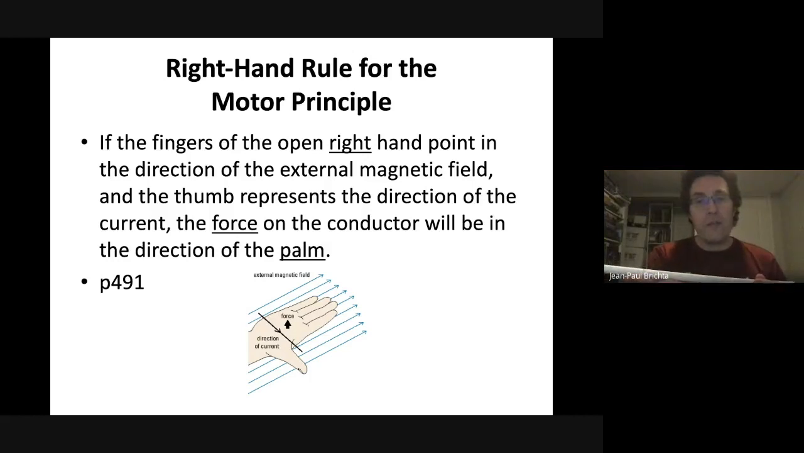My fingers point in the direction of the magnetic field. The magnetic field, we're going to assume in this case, is a straight magnetic field, which is fine for our purposes. So fingers point in the direction of the external magnetic field, and then my palm, in this case, pushes up on my conductor. Let me do that again. Thumb in the direction of the current, fingers in the direction of the external magnetic field, palm, in this case, pushes up. If I'd done it the other way around, thumb pointing in the direction of the current, fingers in the direction of the magnetic field, palm pushes down.